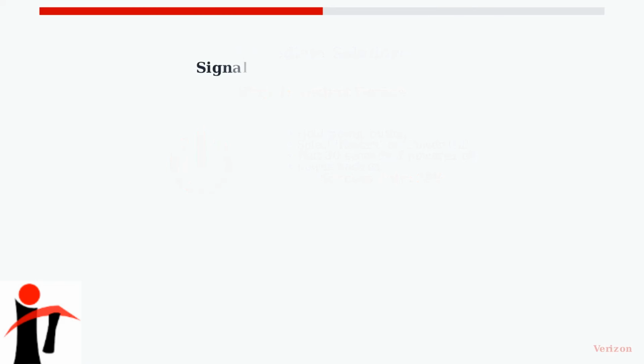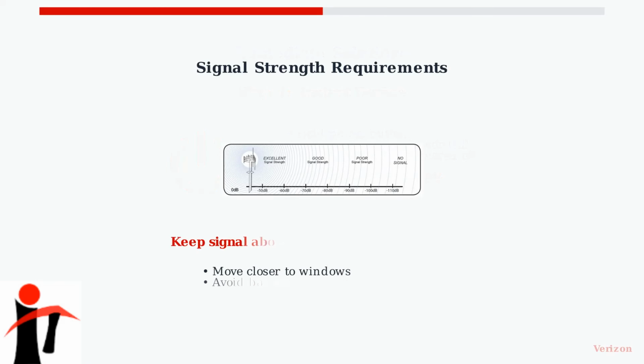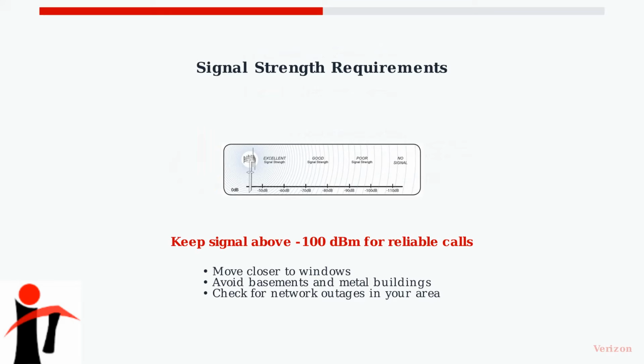Signal strength is crucial for preventing these errors. Your signal should ideally be above -100 dBm for reliable calls. Anything below -100 dBm significantly increases the likelihood of connection failures.